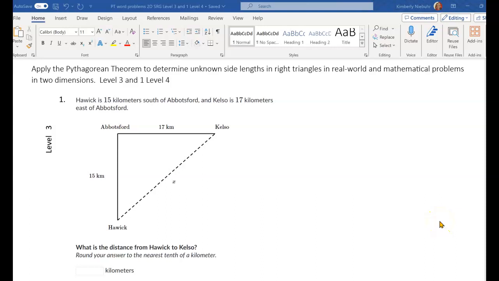Hey, I'm giving you another chance to do well on your SRG. Apply the Pythagorean theorem to determine unknown side lengths in right triangles in real world and mathematical problems in 2 dimensions. Level 3 and 1, level 4.